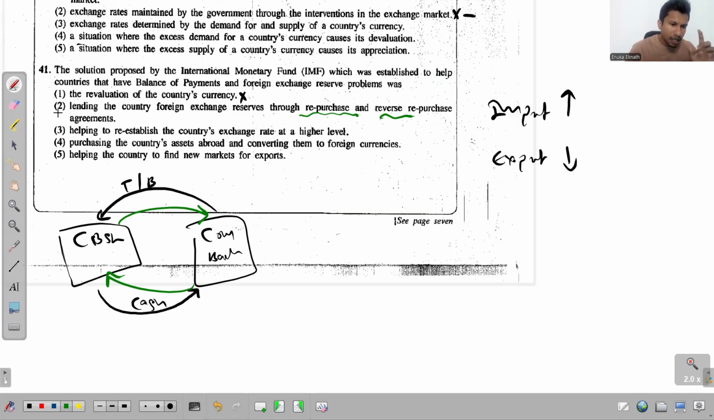And that's the exact same thing that happens when the IMF provides loans to countries in general, right? In general, but there are situations where this process is not applicable, but in general, that's what happens. So this is the true statement there. The third one says the solution proposed by the IMF is helping to re-establish countries' exchange rate at a higher level.